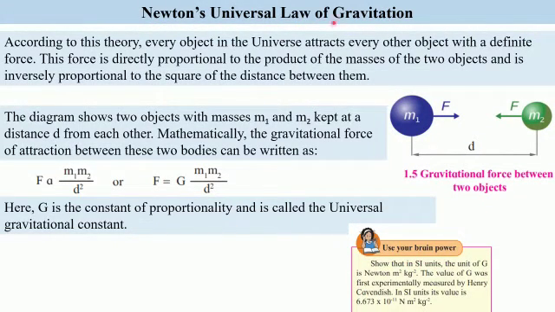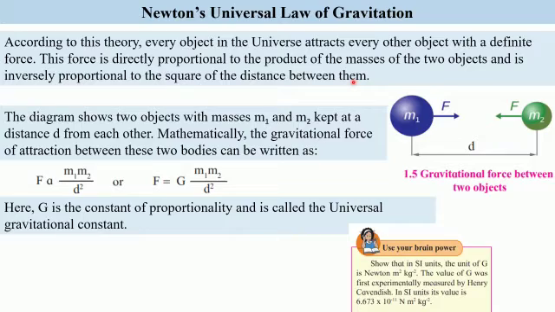Newton's universal law of gravitation. Now, according to Newton's universal law of gravitation, every object in the universe attracts every other object with a definite force. This force is directly proportional to the product of the masses of the two objects and is inversely proportional to the square of the distance between them.